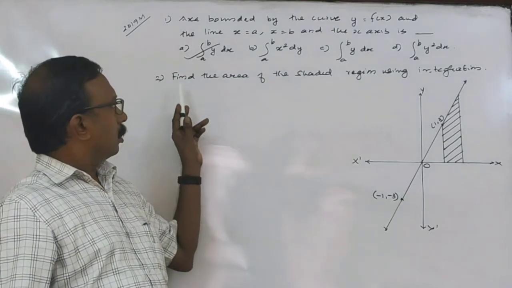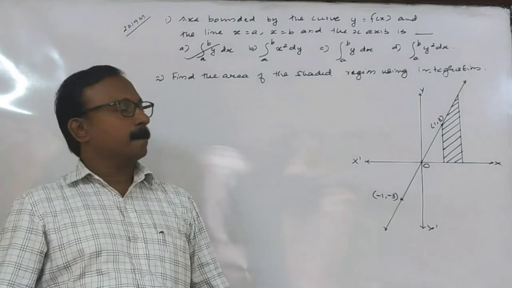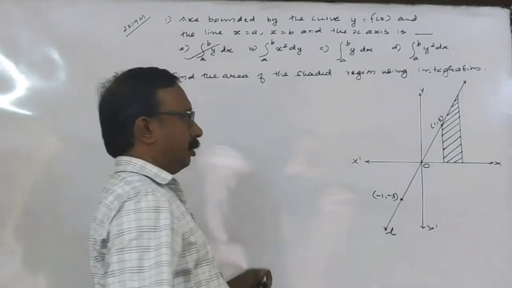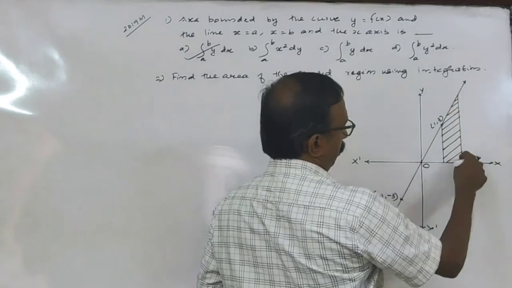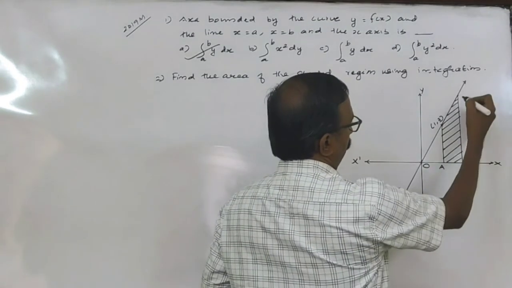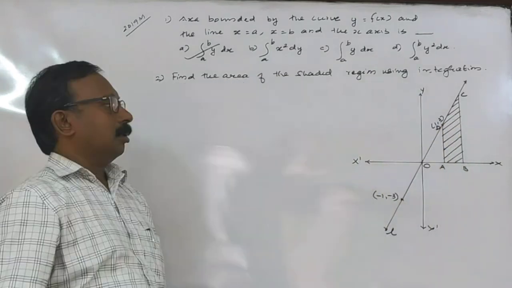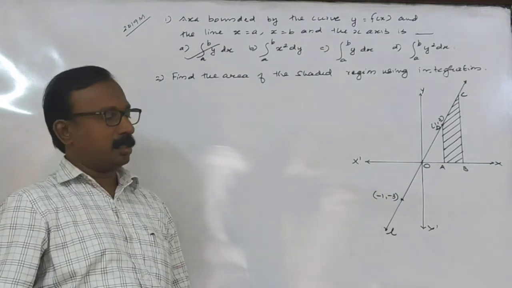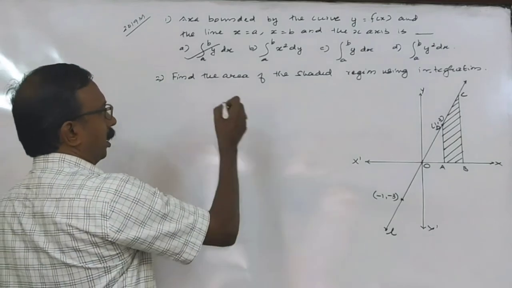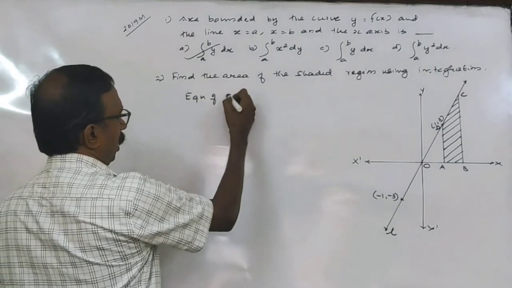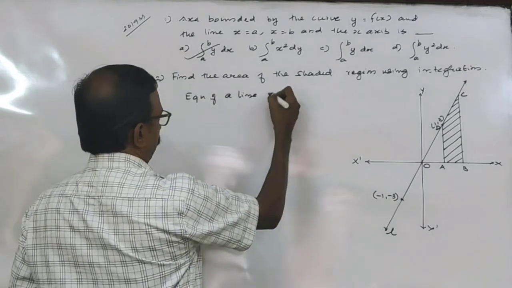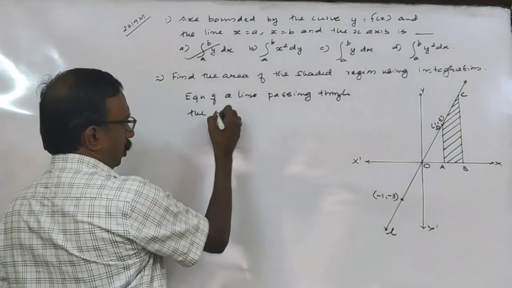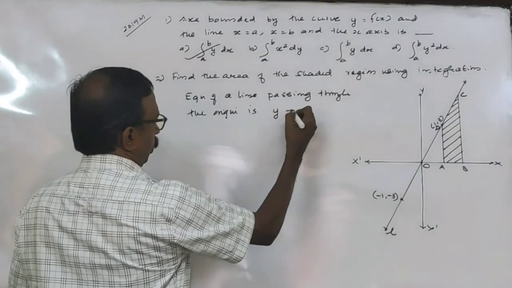In the second question, find the area of the shaded region using integration. Here a graph is given. We have to find the equation of the line. The area of the shaded region is this portion A, B, C, D, isn't it? Now the equation of the line passing through the origin is y = mx.